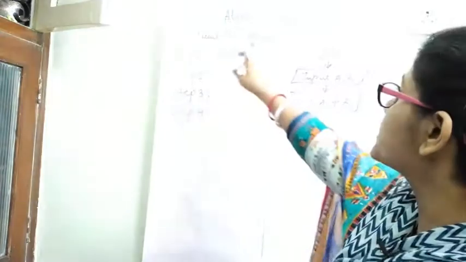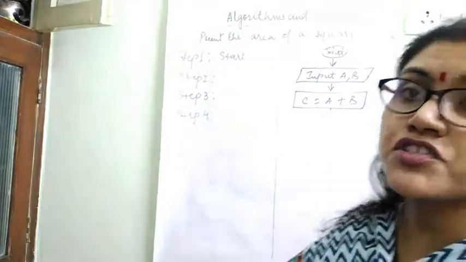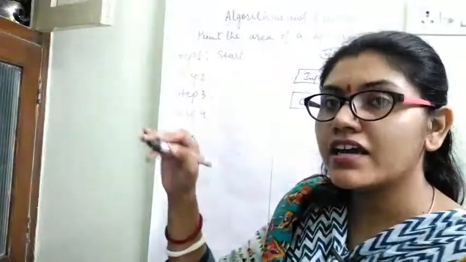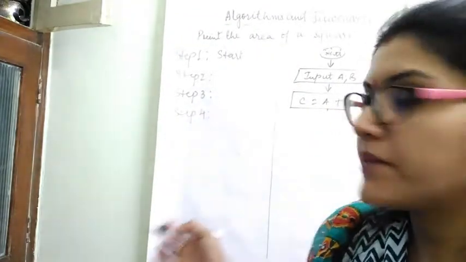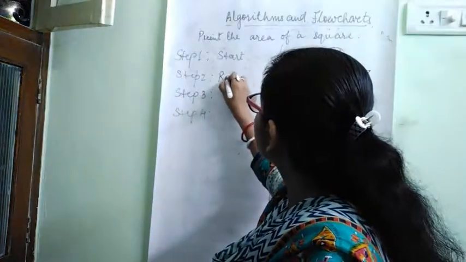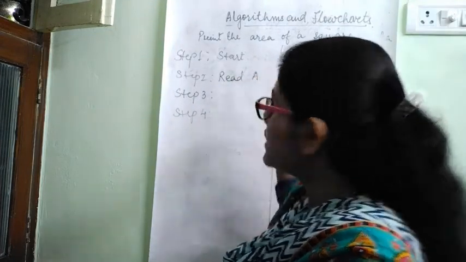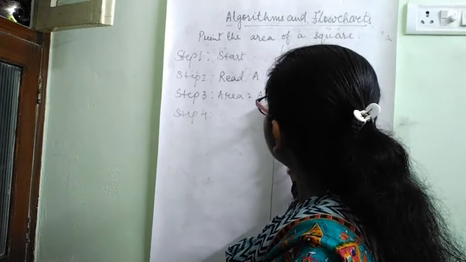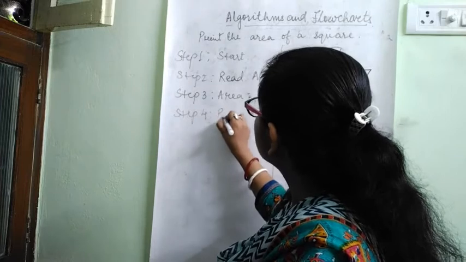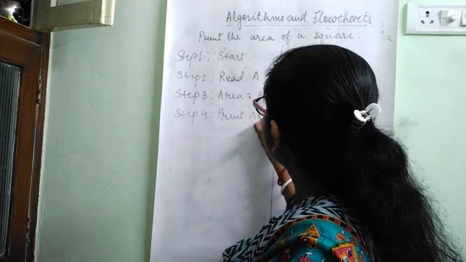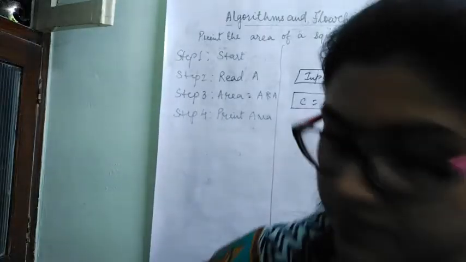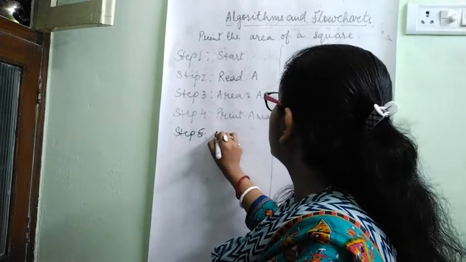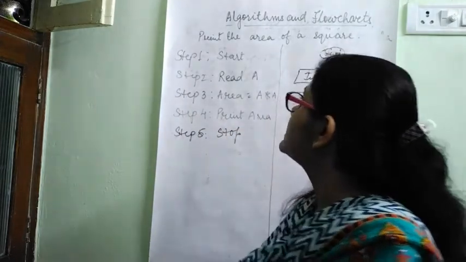So next question is print the area of a square. We know the area of a square is A square. Okay. Because 4 sides are there. So A into A. Area is equal to A into A. So here start, read, we take as A only. Area is equal to A into A. Then print area. Then step 5 stop. Okay. This is one.